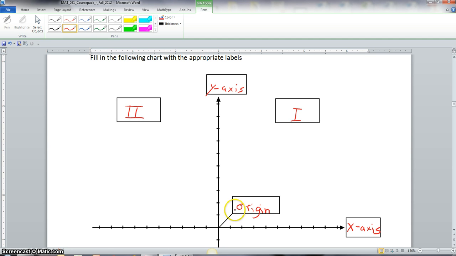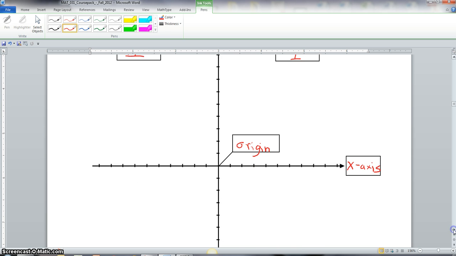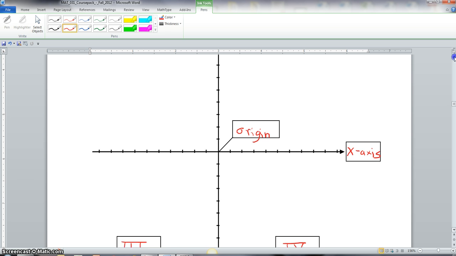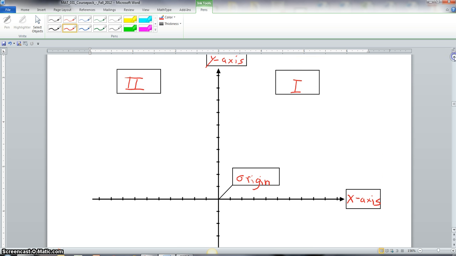Now, we're going to get into what are called quadrants. All of the values that do not touch the y-axis or the x-axis in this region here are considered to be quadrant 1. Quadrant 2 is this region here. Quadrant 3 is this region here, and quadrant 4 is this region here. Remember, the quadrants do not hit the x or the y-axis. Now, I want to give you some characteristics of the quadrants.